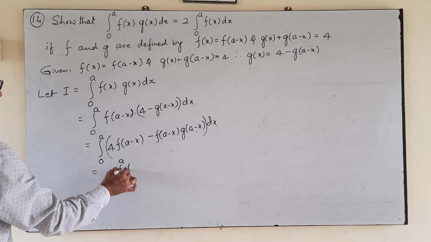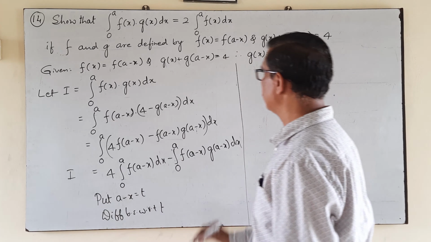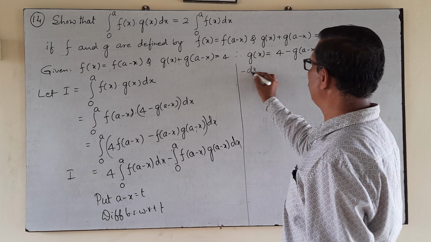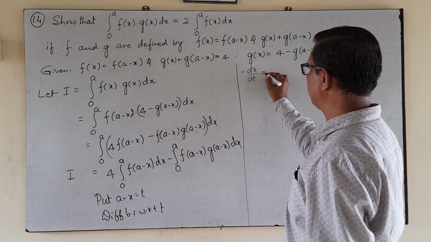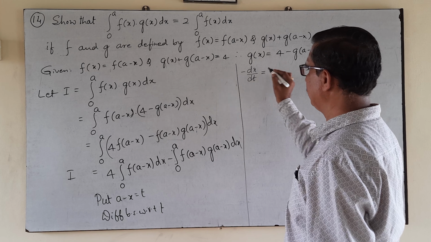Now, to convert the given data into standard form, substitute: take a minus x, put a minus x is equal to t. Then differentiate both sides with respect to x. See what happened? The derivative of a constant is 0, minus the derivative of x with respect to t, so dx by dt is equal to the derivative of t with respect to t, which is 1. Cross multiply: dx is equal to minus dt.